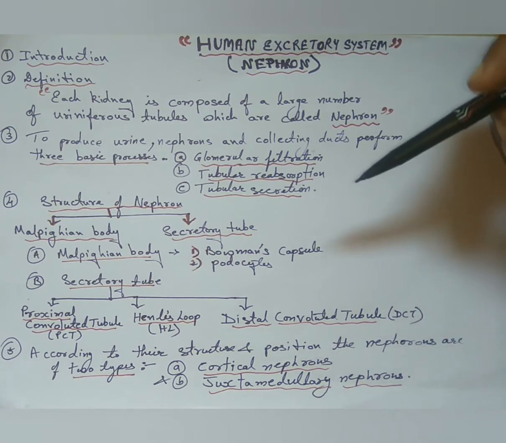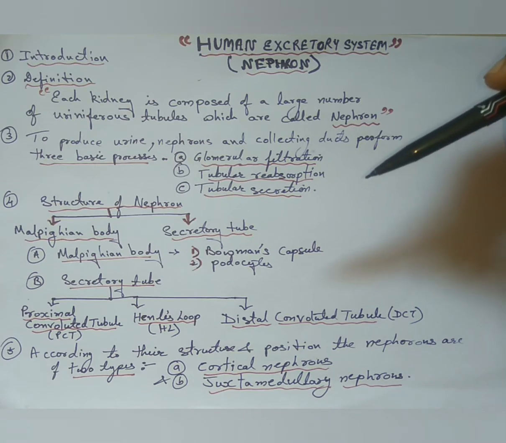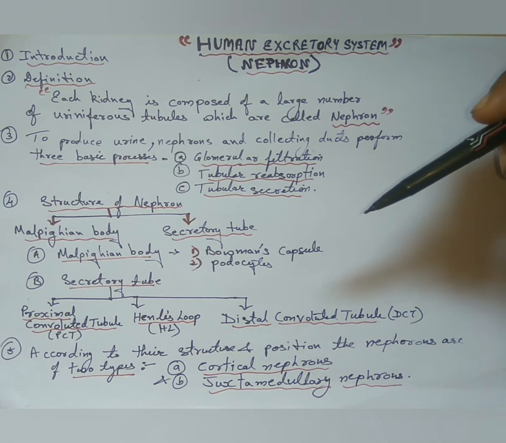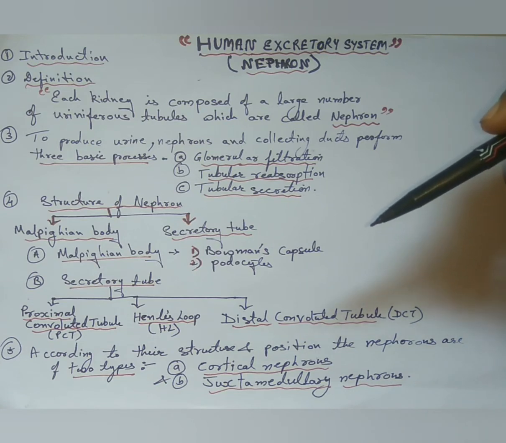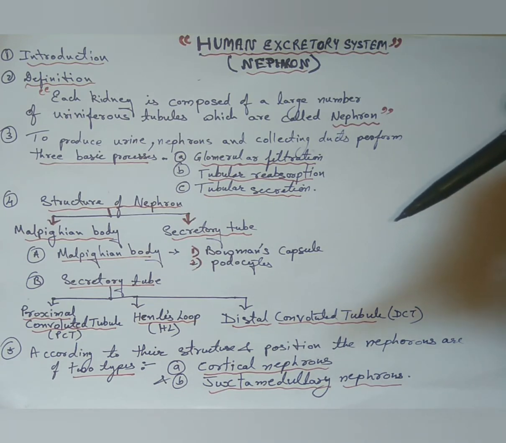In a nephron, the loop of Henle connects the proximal and distal convoluted tubules. The first part of the loop of Henle dips into the renal medulla, where it is called the descending limb of the loop of Henle. It then makes a hairpin turn and returns to the renal cortex as the ascending limb of the loop of Henle. About 80 to 85% of the nephrons are cortical nephrons.